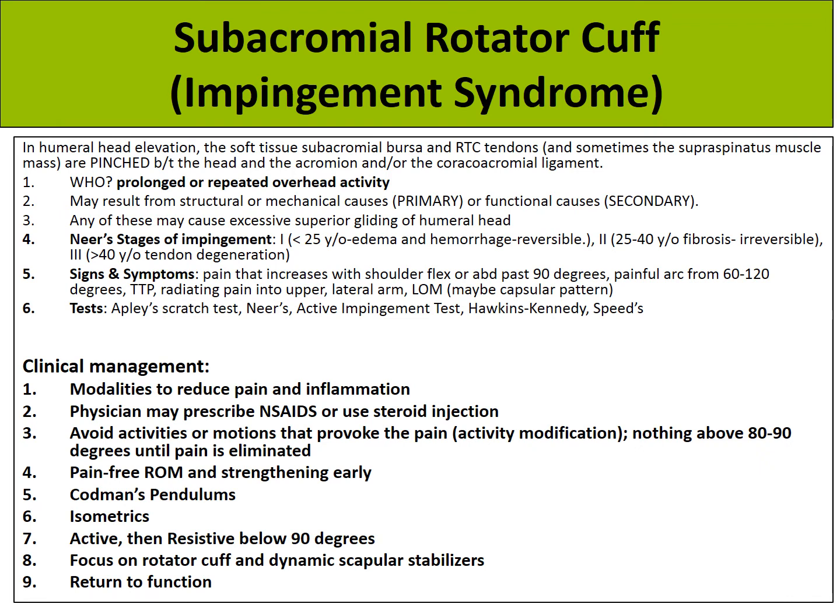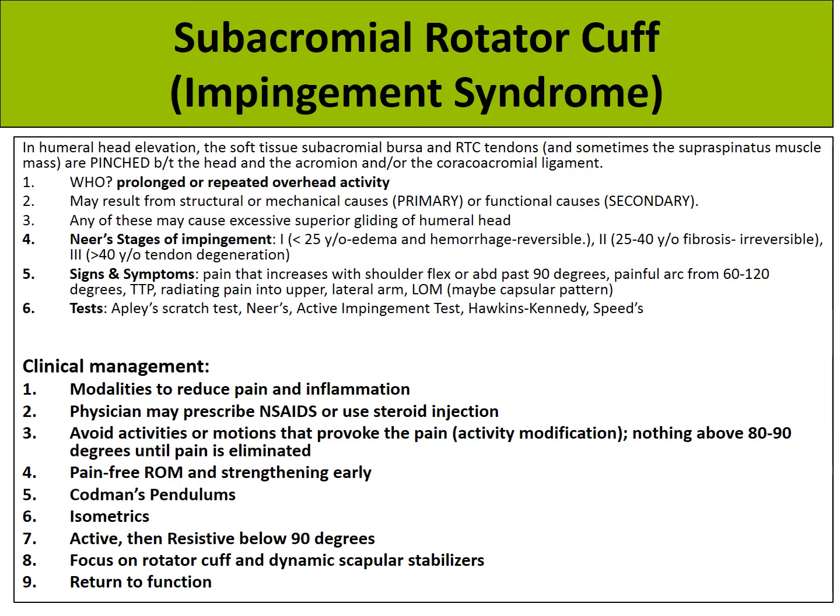Subacromial rotator cuff or impingement syndrome is when the elevation of the humeral head compresses the soft tissue of the subacromial bursa and the rotator cuff tendons between the head of the humerus and the acromion and the coracoacromial ligament. It usually occurs with prolonged or repeated overhead activities.